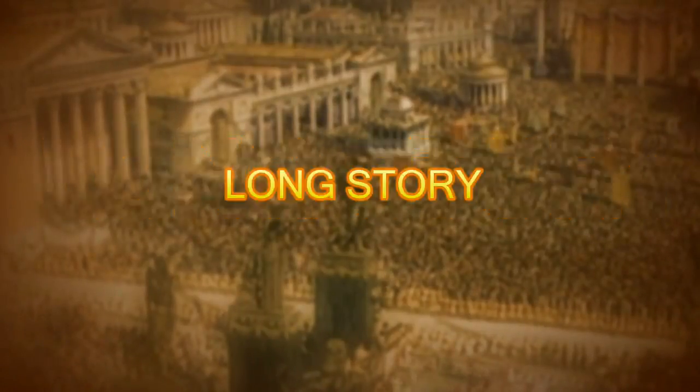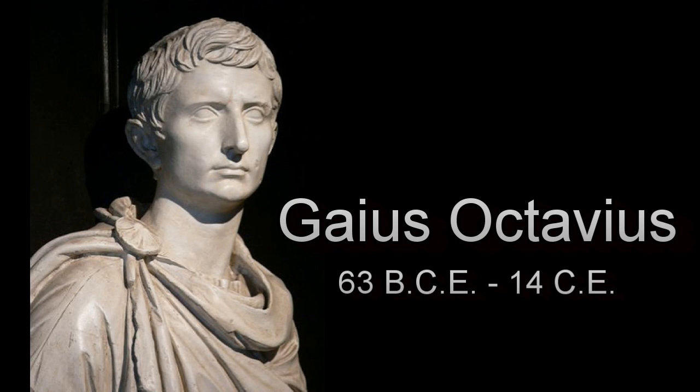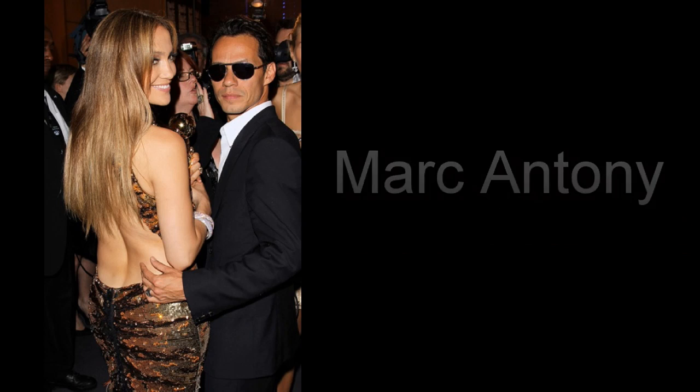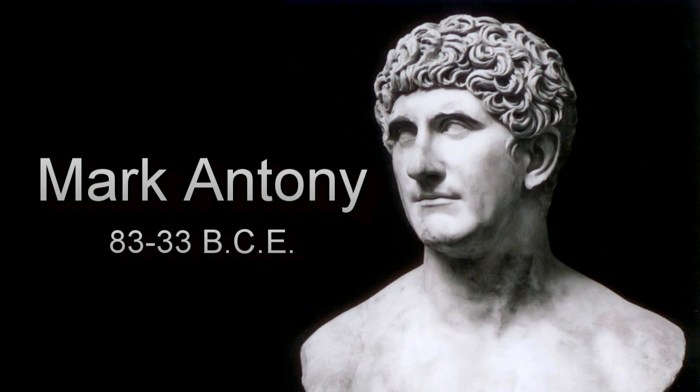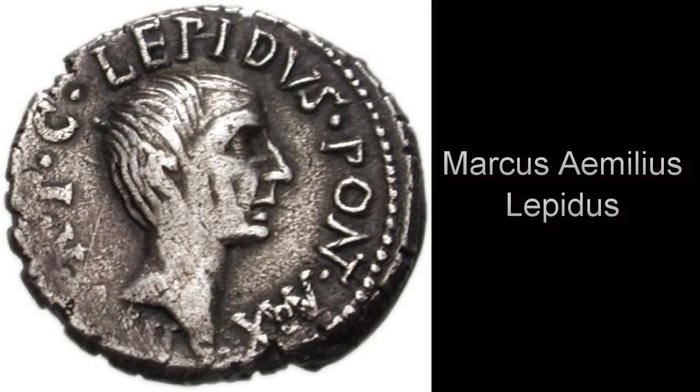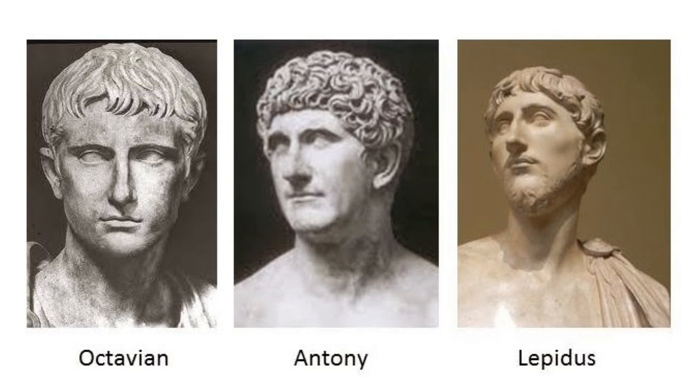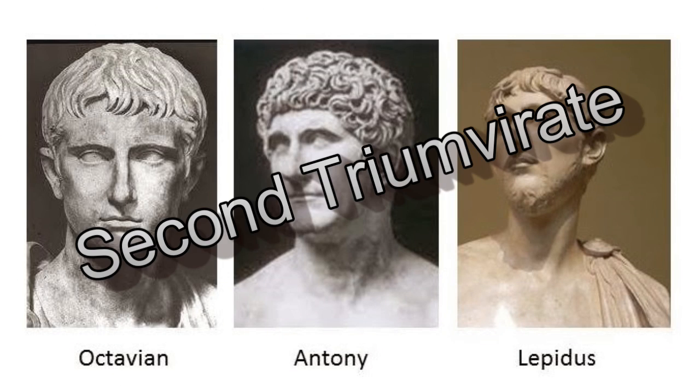To make a long story short, Caesar's 18-year-old grandnephew Octavian, who Caesar had adopted, joined with an experienced general named Mark Antony. No, not Mark Antony, Mark Antony. Along with a powerful politician named Lepidus. In 43 BC, they took control of Rome and ruled for 10 years as the Second Triumvirate.